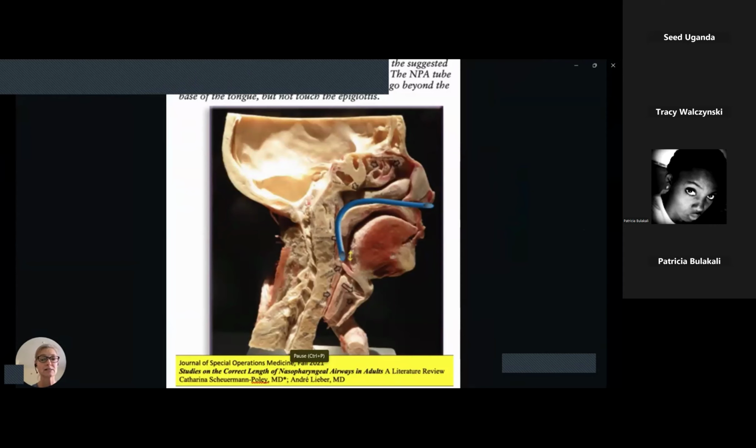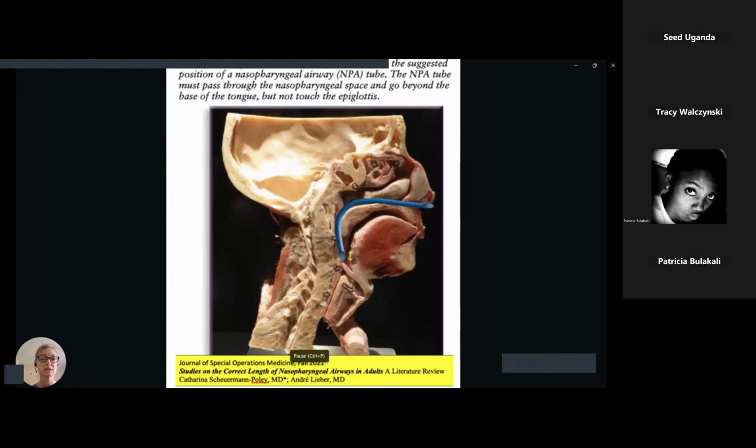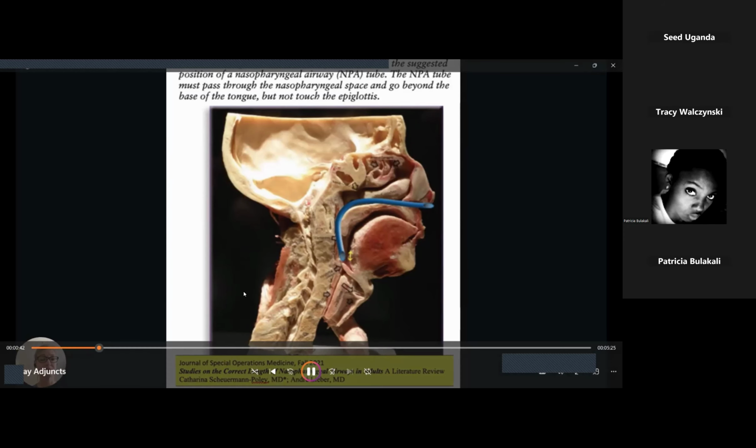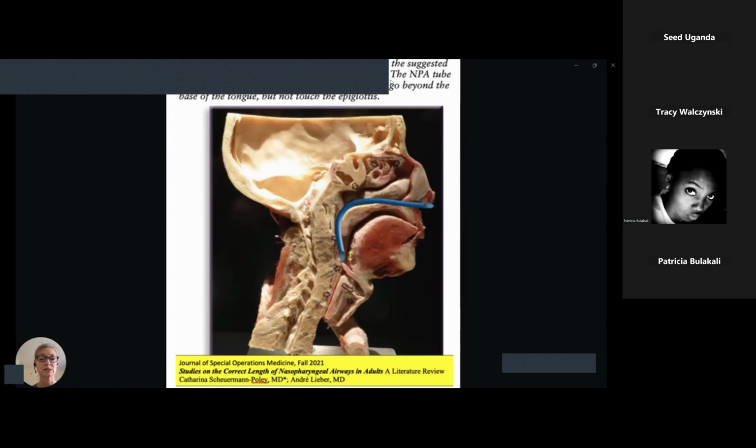When inserted, the nasopharyngeal tube should run horizontally through the nasal passage and then take a turn around the back of the nasopharynx to sit posterior to the tongue, just above the epiglottis and laryngeal inlet. It is very important to note that this is a horizontal pathway, as it will change how you actually insert the NPA.